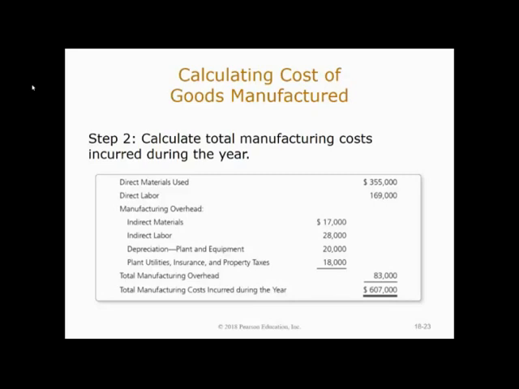And then to figure out what amount of manufacturing cost you incurred during the period, in this case the year, you just add together your three cost components. So Smart Touch had $355,000 for the direct materials they used. They had $169,000 for the direct labor that they paid for, and they had $83,000 worth of manufacturing overhead costs. That means that in total they spent $607,000 on production during this period.